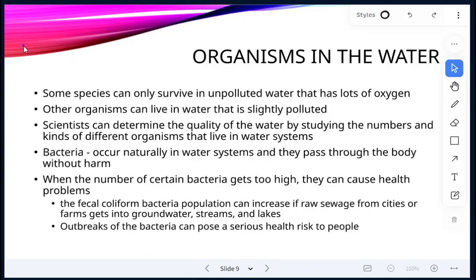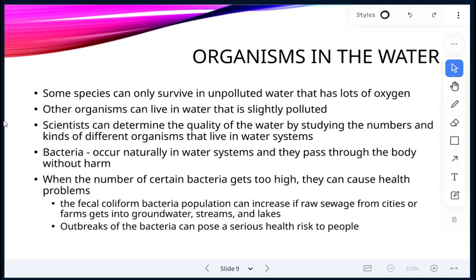So organisms in the water, some species can only survive in unpolluted water that has lots of oxygen. Other organisms are able to live in water that is slightly polluted. So scientists can determine the quality of the water just by studying the numbers and kinds of different organisms that live in those water systems.